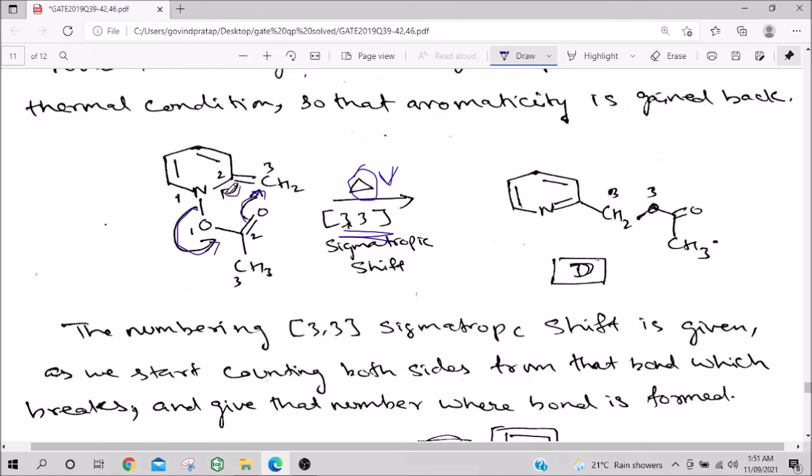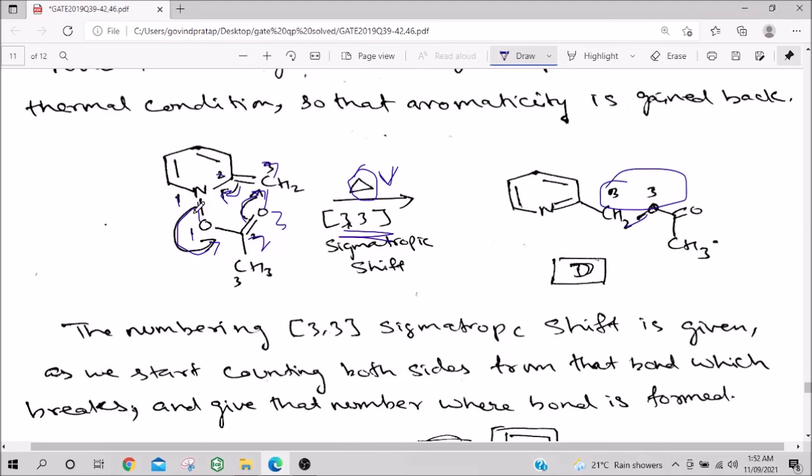So this is one of the pericyclic reactions. So the bond is breaking here. So start counting from both the sides. So 1, 2 and 3. Here also you count 1, 2 and 3. So when bond formation happens, the bond is forming here. So here both of them are having the number 3, 3. So you have to name it a 3,3 sigmatropic shift.